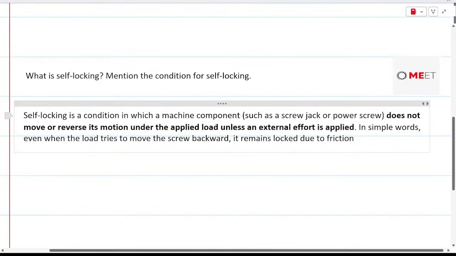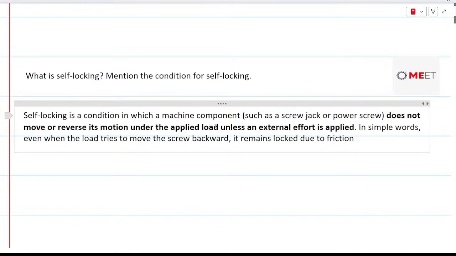What is self-locking? And mention the condition for self-locking. Self-locking is a condition in which a machine component such as a screw jack or power screw does not move in the reverse direction under the application of load until and unless an external force is applied. In simple words, if the load is trying to move backwards on its own, the motion of the load is going to be restricted by using the friction force.